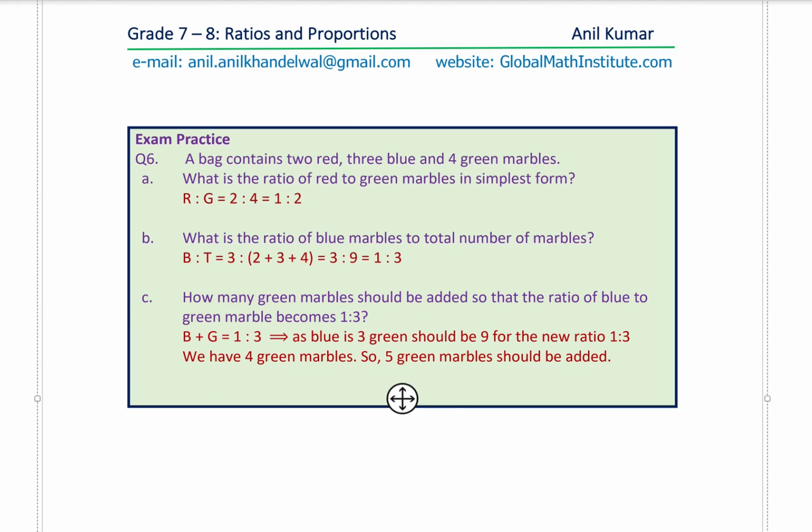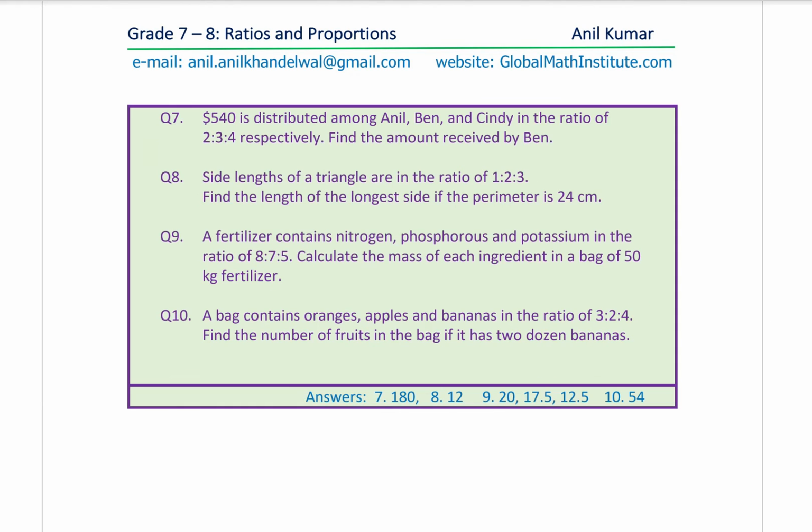The next question here is question number 7 to 10. $540 is distributed among Anil, Ben and Cindy in the ratio of 2 is to 3 is to 4 respectively. Find the amount received by Ben. Okay. Question 8. Side lengths of a triangle are in the ratio of 1 is to 2 is to 3. Find the length of the longest side if the perimeter is given to you as 24 centimeters.